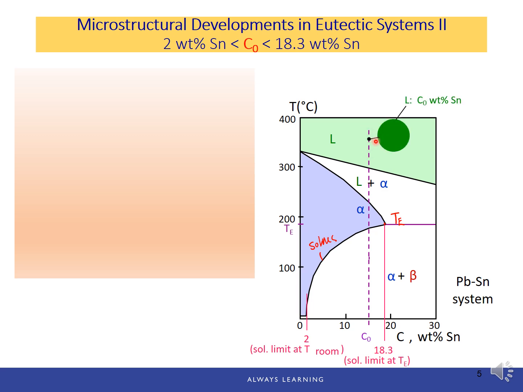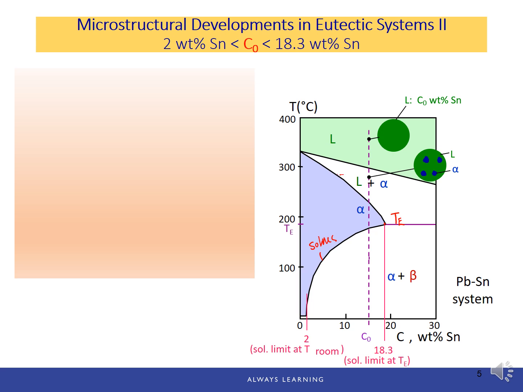So at the beginning, again, we just have liquid phase, which has the overall composition C sub 0. And then we continuously cool it down. It will be liquid until it reaches this liquidus line. At this point, the alpha phase starts to form from the liquid phase. And within this region, the liquid plus alpha phase region, we will always have two phases, which is the liquid plus alpha.